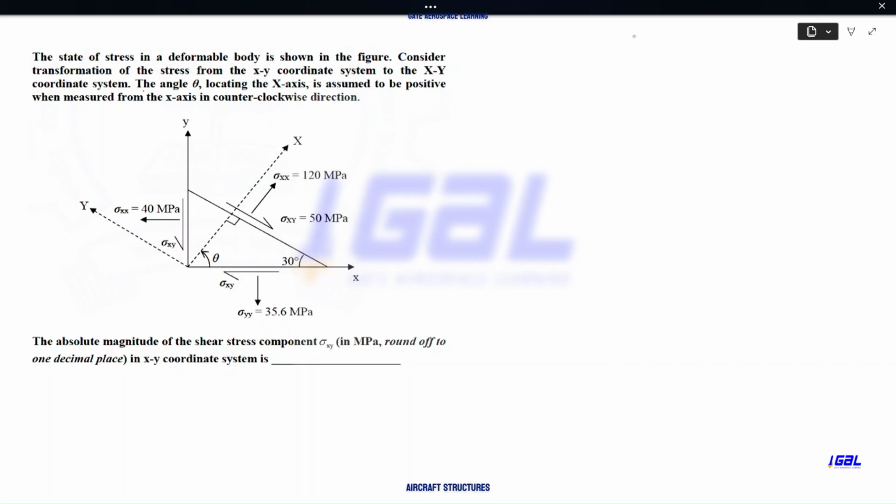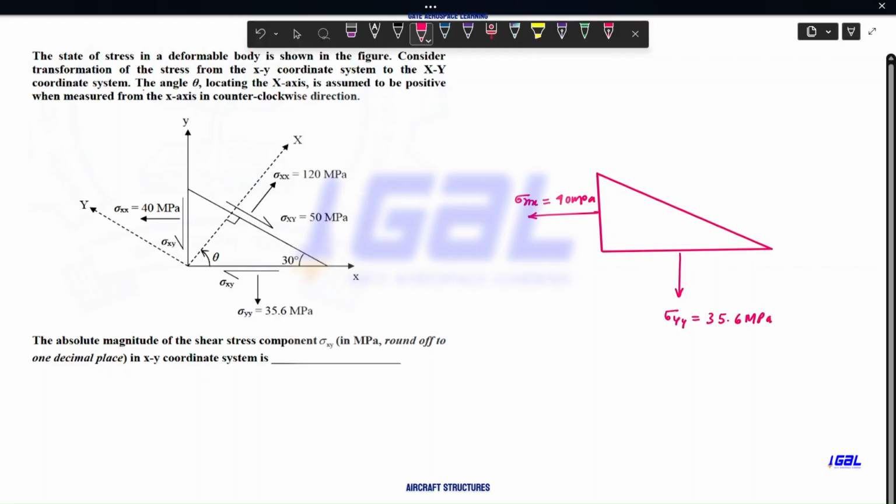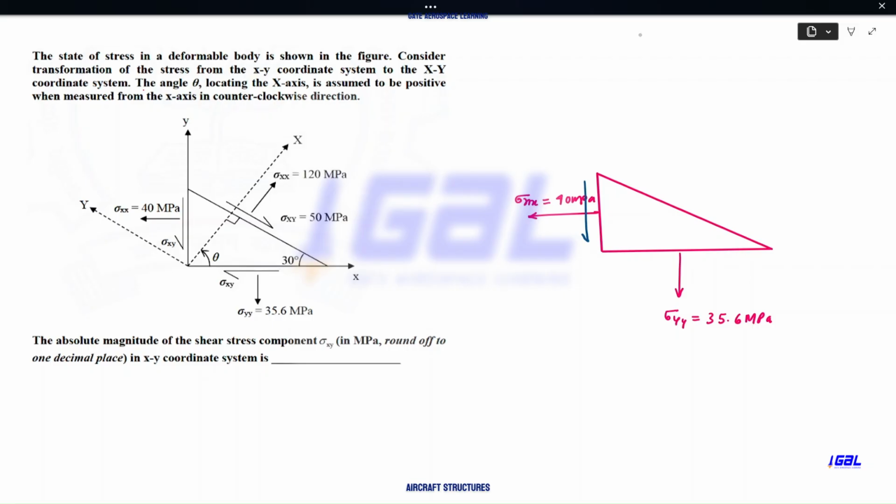Now I'll draw this diagram quickly so that you can understand this properly. This is the stress system they have given, in a deformable body. You have a sigma xx of 40 MPa. Then they also gave sigma yy of 35.6 MPa. Now they are asking for this shear stress quantity, which is what we have to compute in MPa.